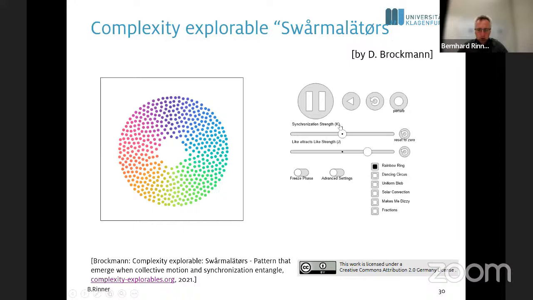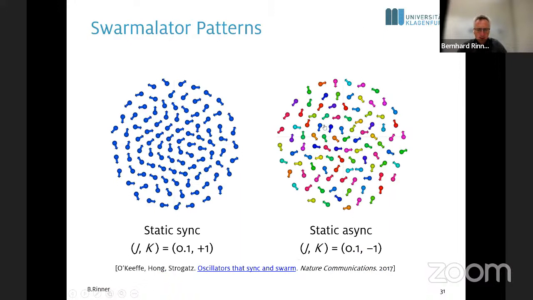of the synchronization strength K and the attraction strength J. Okay, and then you can achieve these different behaviors. Depending on the parameters, you see different behaviors. For example, a static sync. So here you have very little movement. However, all of these agents follow the same phase. So they achieve synchronicity. You can also achieve static asynchronous behavior, where you have similar movement patterns. However, you make sure that the nodes are not in sync. Right? This is sometimes an intended case, for example, to establish collision-free synchronization.